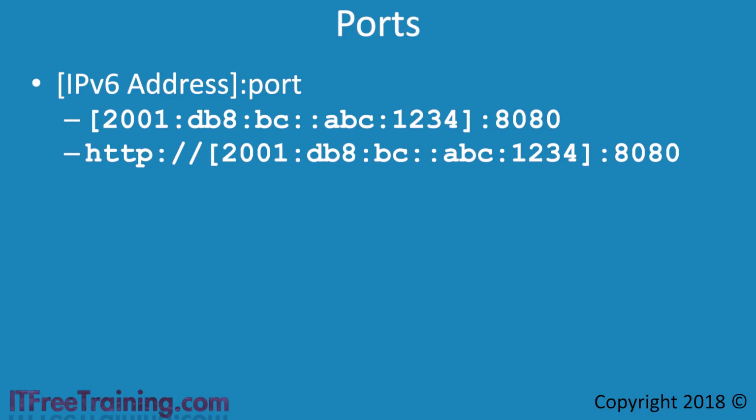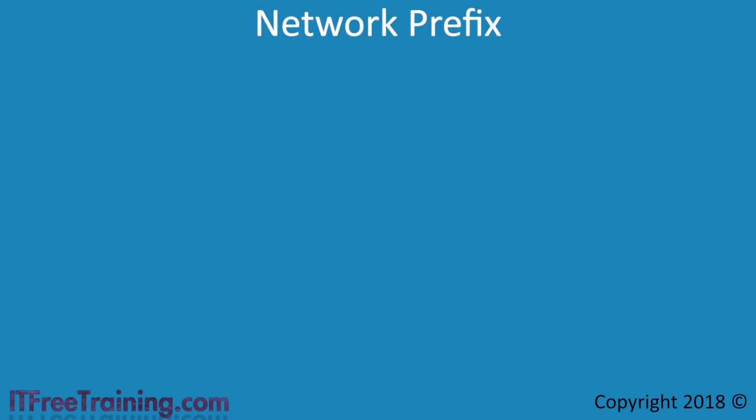The square brackets are required because if zero compression was used, it would not be possible to tell the difference between the port number and the address. For example, the 8080 in this example, without square brackets, would be interpreted as part of the IP6 address rather than a port number. The next topic I will look at is the network prefix.